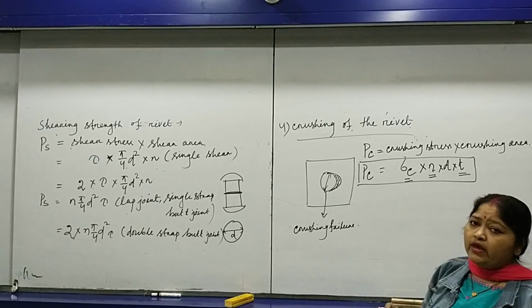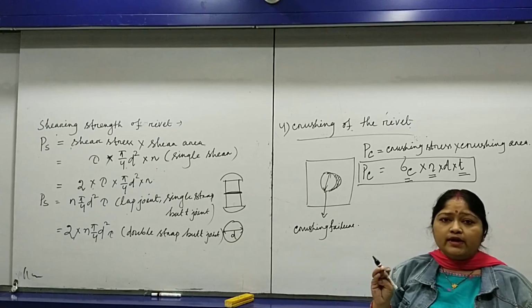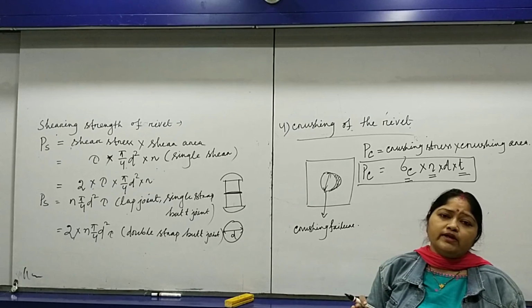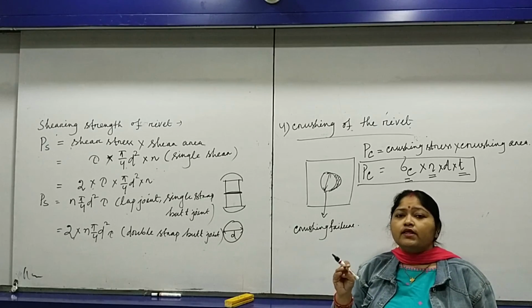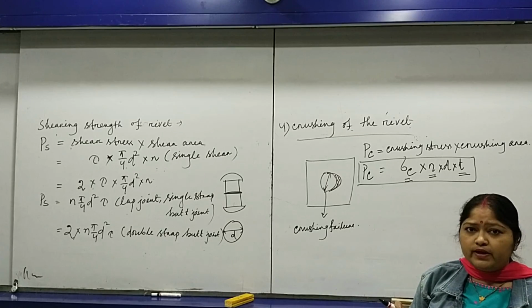So in this way, 4 types of failure occur in a riveted joint. One is tearing across the margin, second is tearing across the rows, third is shearing of the rivet, and fourth is crushing of the rivet.